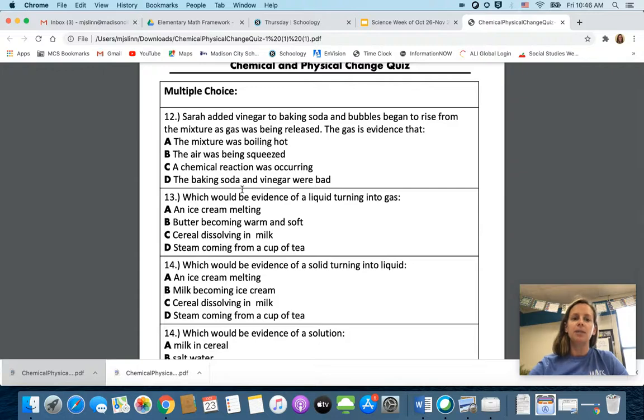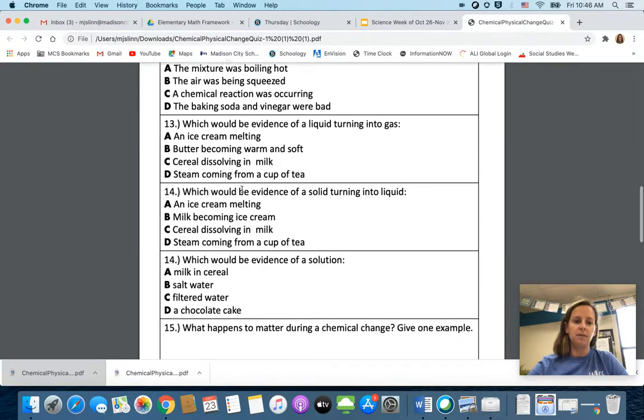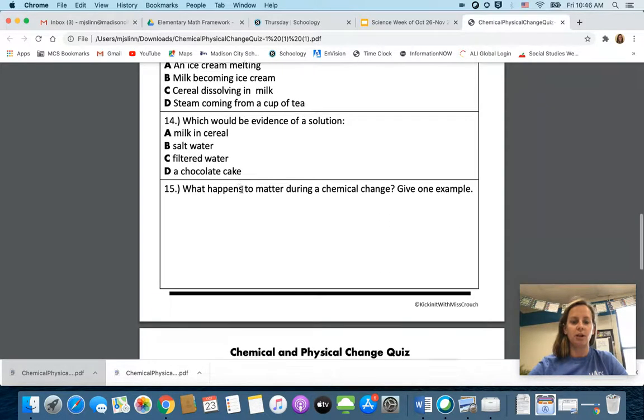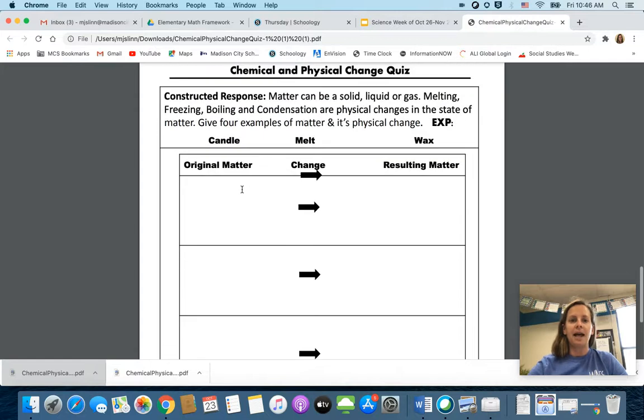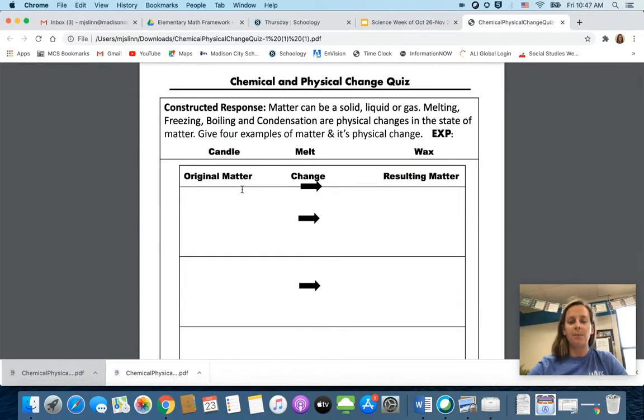All right, next we have some multiple choice questions. You guys can go ahead and answer those on your own. And then last but not least, we have a page where you can put your ideas about physical changes. Record a type of matter in the first spot, insert a text box here, tell what the change is, and then tell what the resulting matter is.